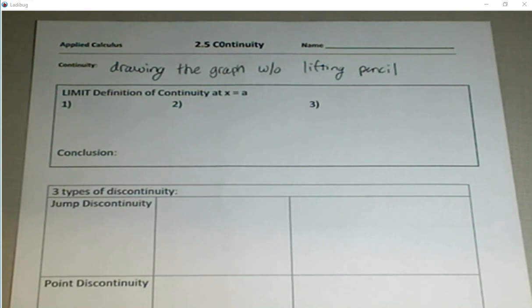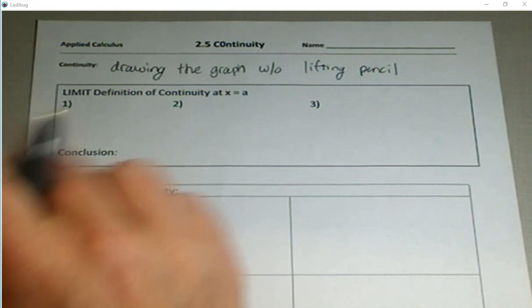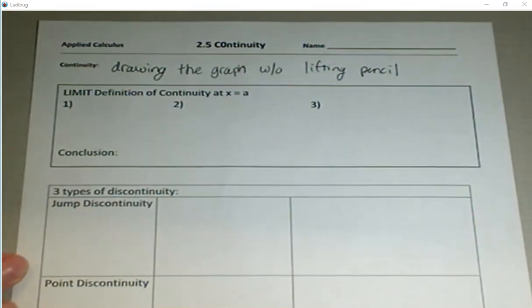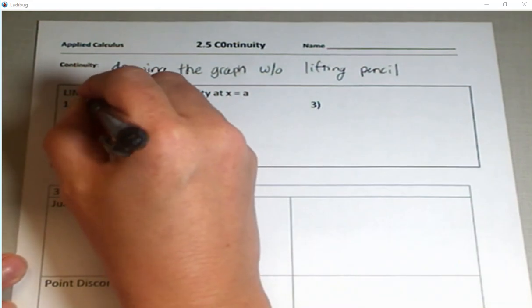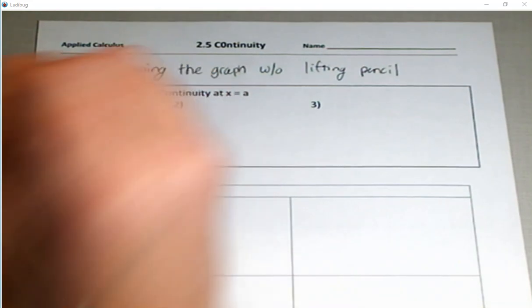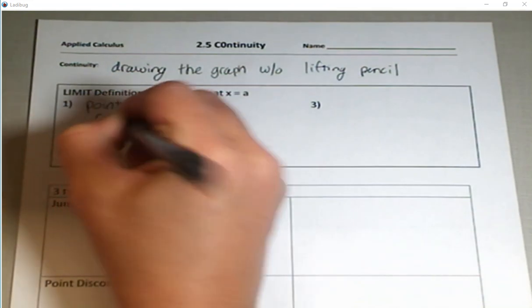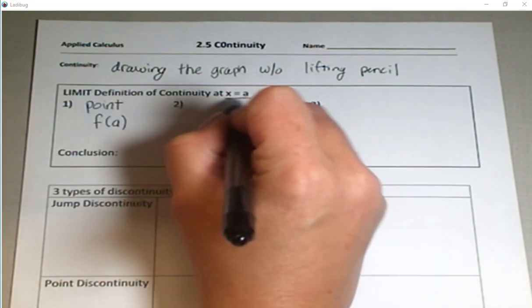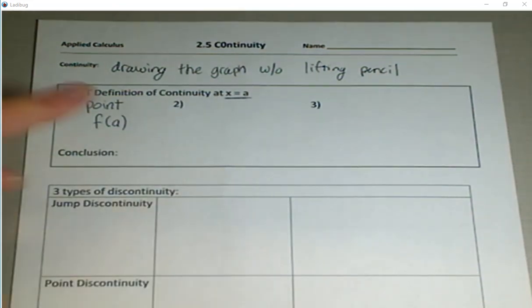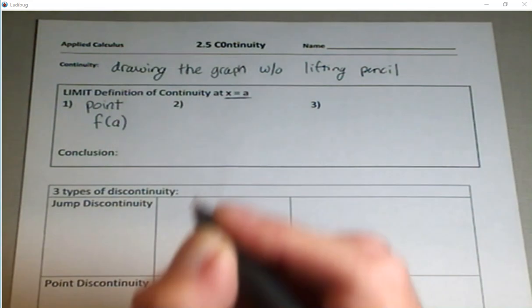We're going to use the calculus definition of continuity. Okay, so there's three parts to it. And the first part says that there's a point on the graph. All right, so that looks like f of a. Now notice that this is at a specific point. Okay, so f of a exists.